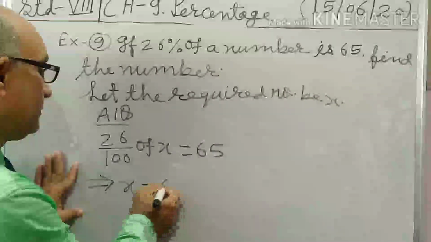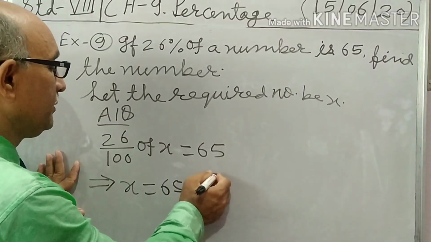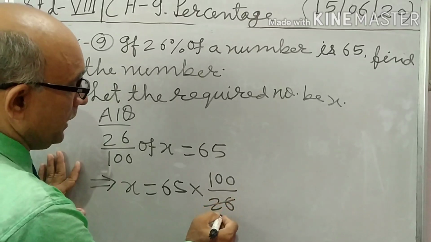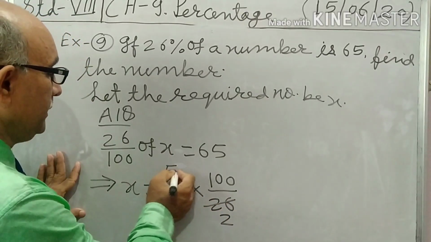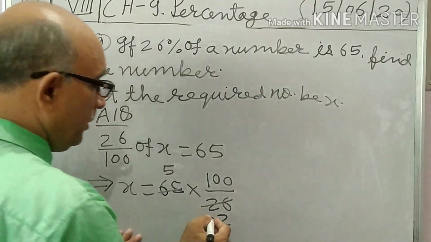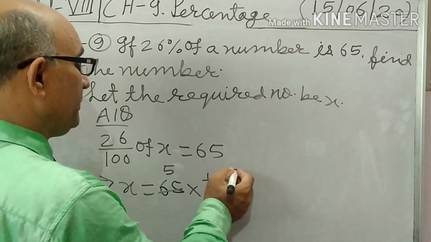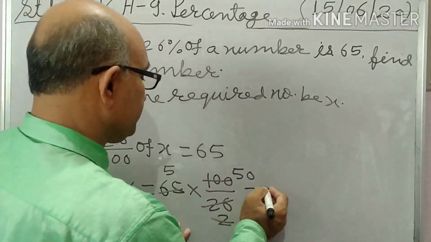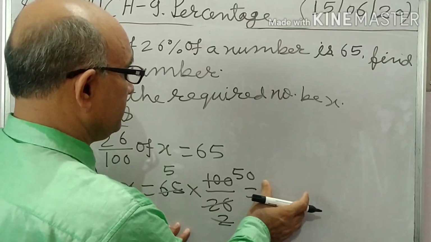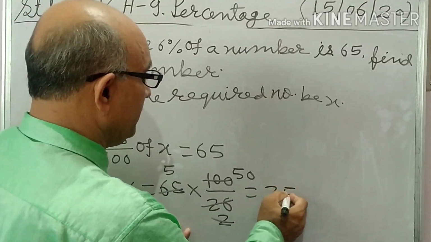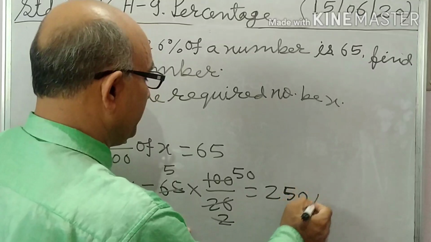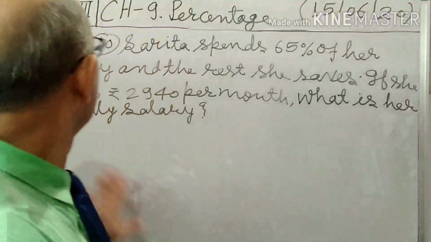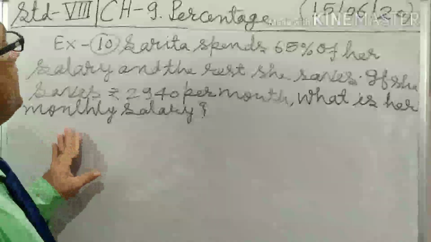So x equals 65 into 100 by 26. 13 twos are 26, and 13 fives are 65. Now 2 fifties are 100, and 5 fifties are 250. Answer. Write it.